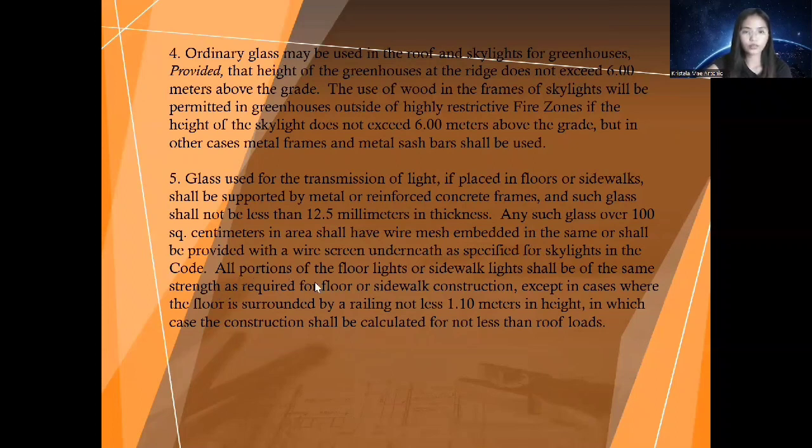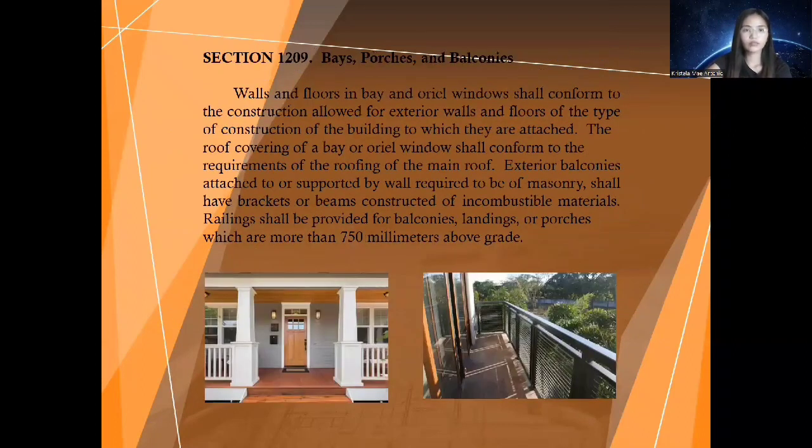So all portions of the floor lights or sidewalk lights shall be of the same strength as the rest of the floor or sidewalk construction, except in cases where the floor is surrounded by a railing not less than 1.9 meters in height, in which case the construction shall be calculated for not less than roof loads. So next, we have Section 12.09, the bay windows, porches and balconies.